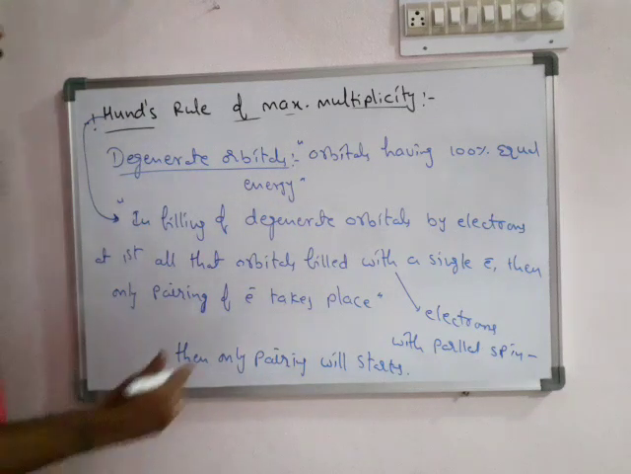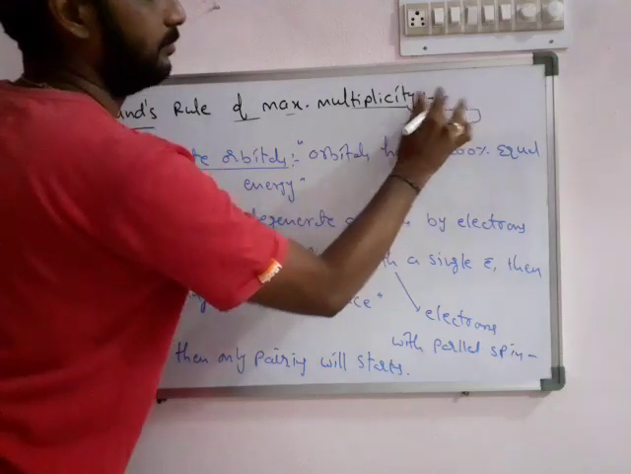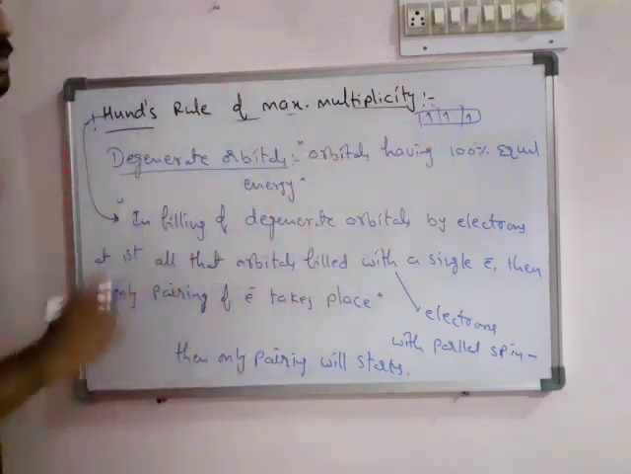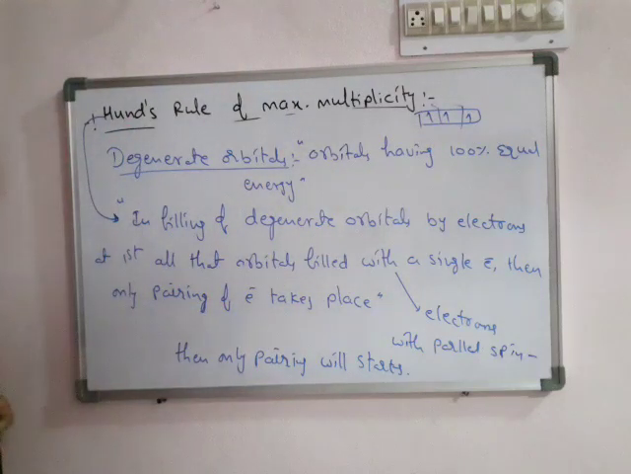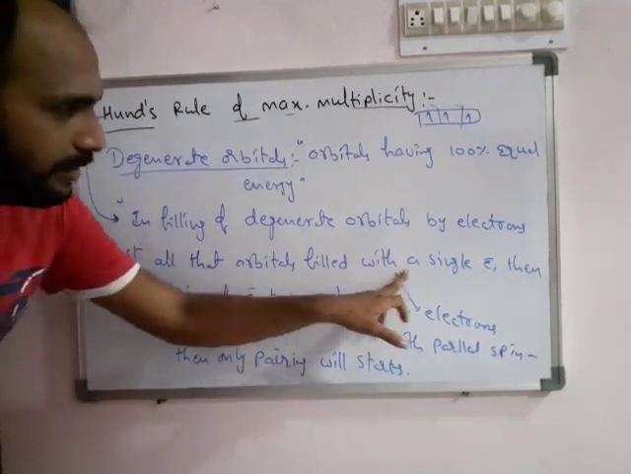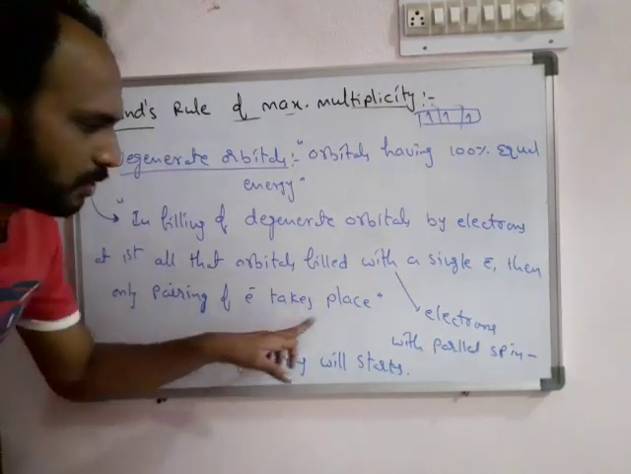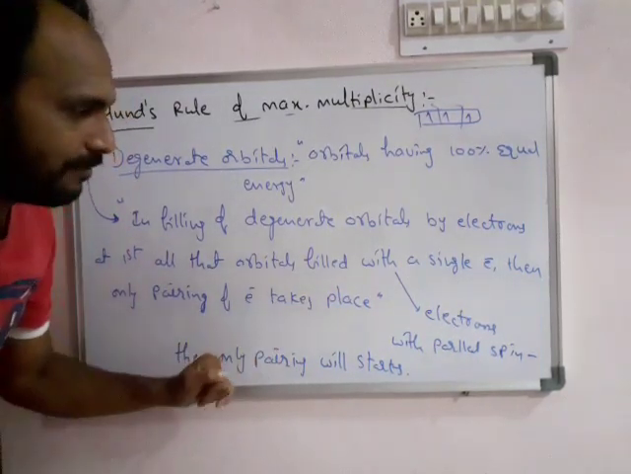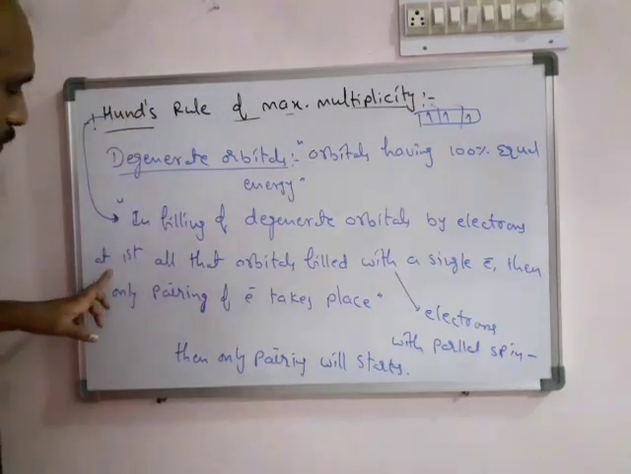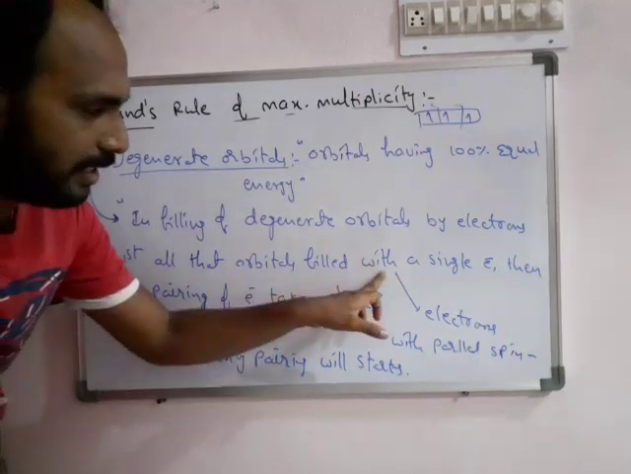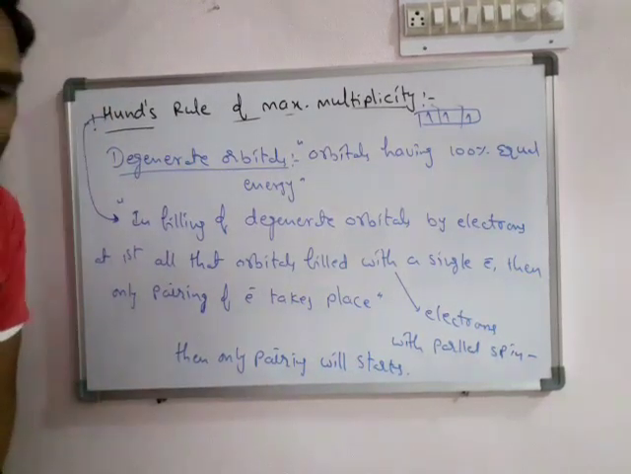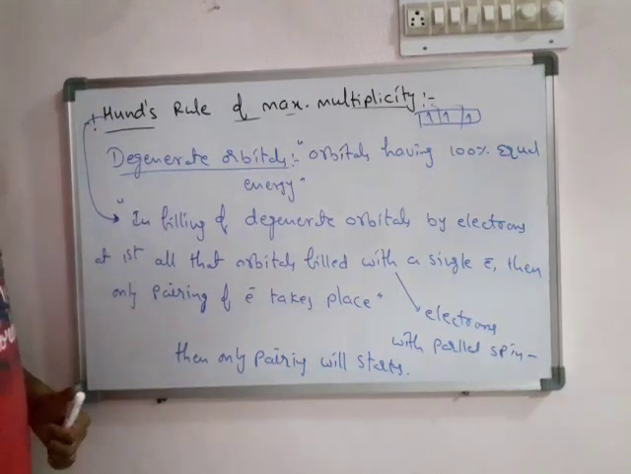ఫస్ట్ అన్నిట్లో 1 1 ఫిల్ అప్ అవుతాయి కదా. సో అన్నిట్లో 1 1 ఫిల్ అప్ అవుతుంది అంటే ప్లస్ ఆఫ్ తర్వాత మళ్ళీ మైనస్ ఆఫ్ అలా ఫిల్ అవ్వాలి. సో బోత్ ఆర్ హ్యావింగ్ సేమ్ మీనింగ్. సో యూ నీడ్ టు రైట్ 2 డెఫినేషన్స్ సెపరేట్లీ. First definition: with a single electron, then only pairing of electrons takes place. Second definition: in filling of degenerate orbitals by electrons, at first all that orbitals are filled with electrons with parallel spin, then only pairing will start. Okay, now we see an example for it.